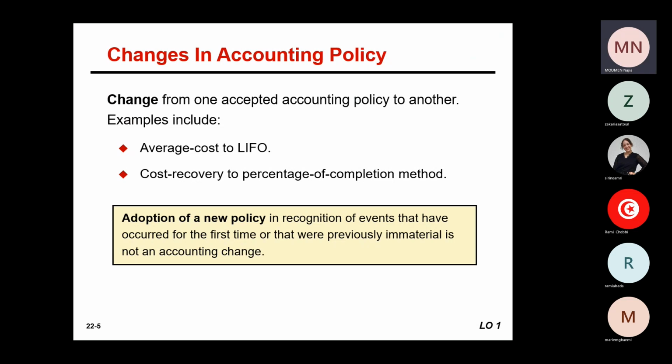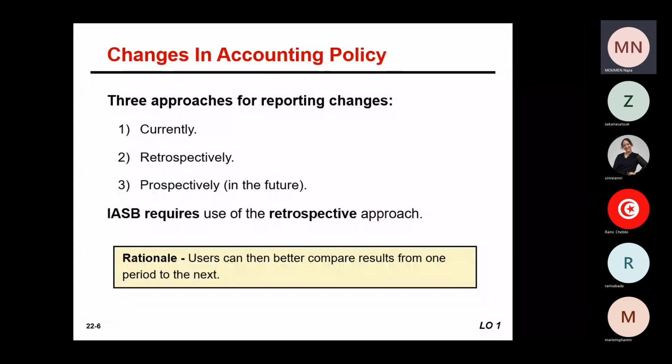So what we talk about is that it is not the adoption of a new policy of recognition. That is, of course, done because you are recognizing new events or new situations that occurred for the first time, okay? And of course, previously they were immaterial or not existent. That's not an accounting change. So when we talk about a change in accounting policy, that's changing, as I said, for example, the accounting method for inventories, or the accounting method for revenues in long-term contracts.